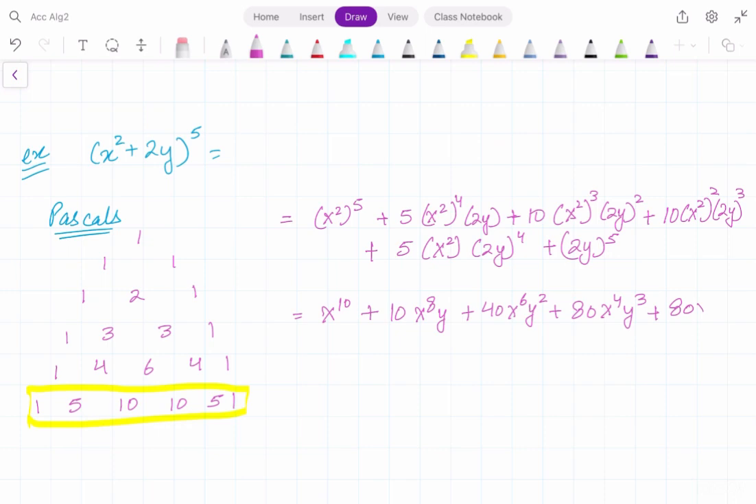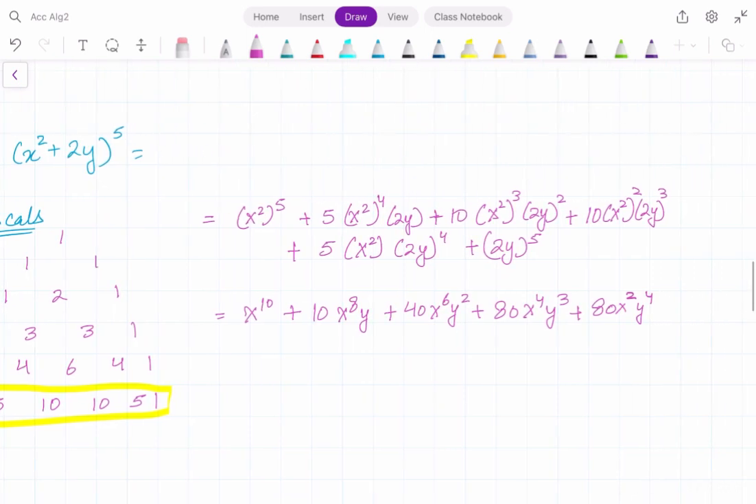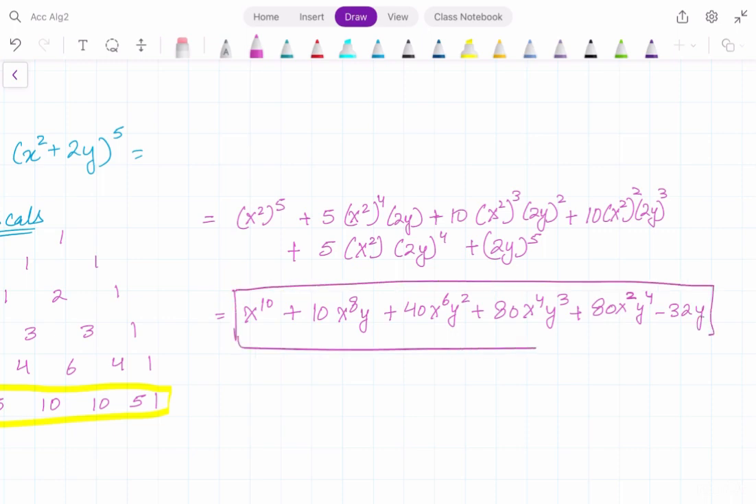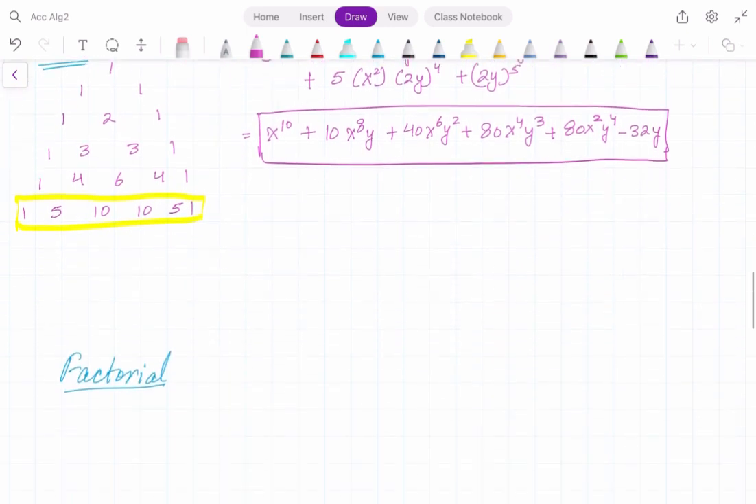So if you keep on simplifying it further, you should get, remember, a is x squared, so you need to deal with the square. It should be positive 32y, not negative 32y. So this is how we can expand it using Pascal's.